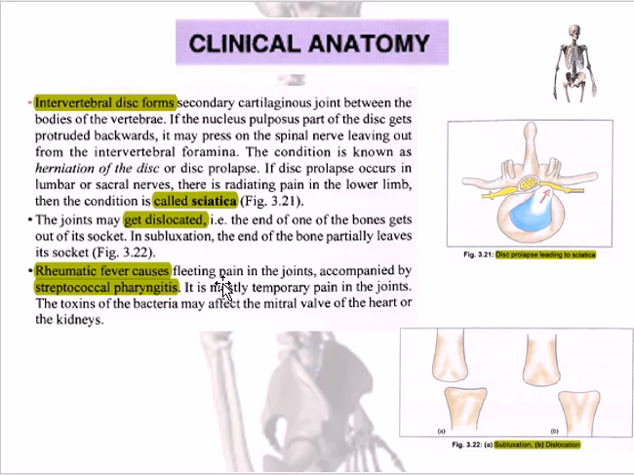Rheumatic fever causes fleeting pain in the joints, accompanied by streptococcal pharyngitis. It is a most temporary pain in the joints. The toxins of the bacteria may affect the mitral valve of the heart or the kidneys.